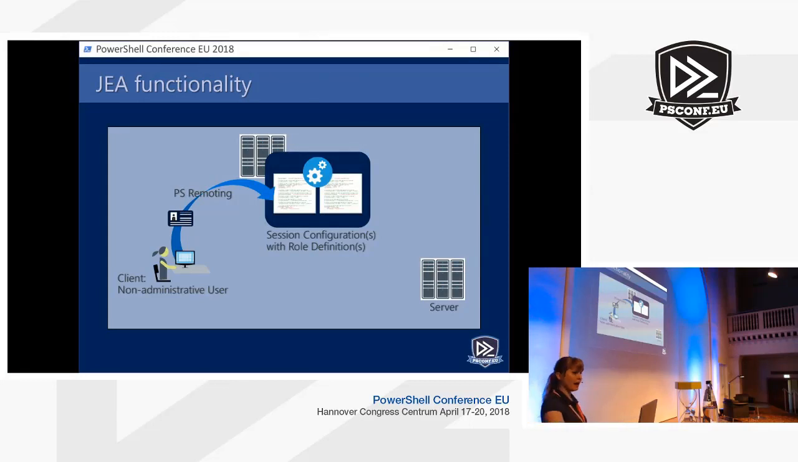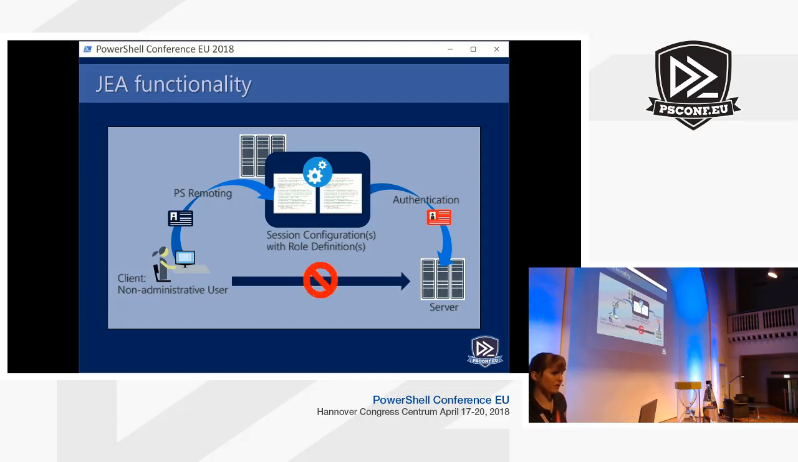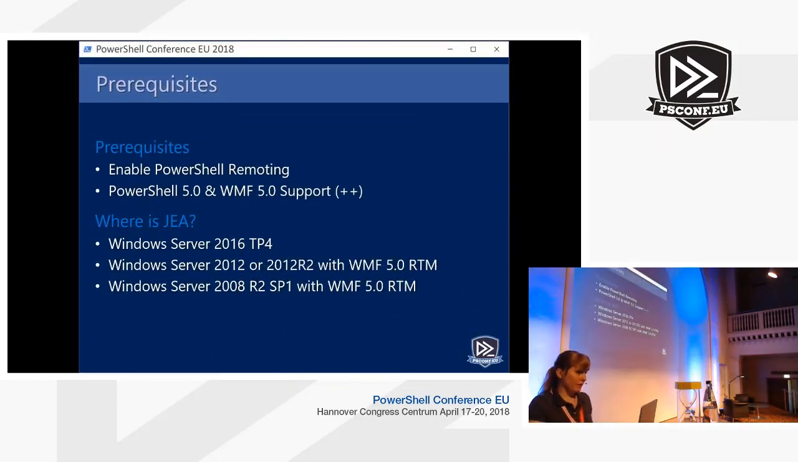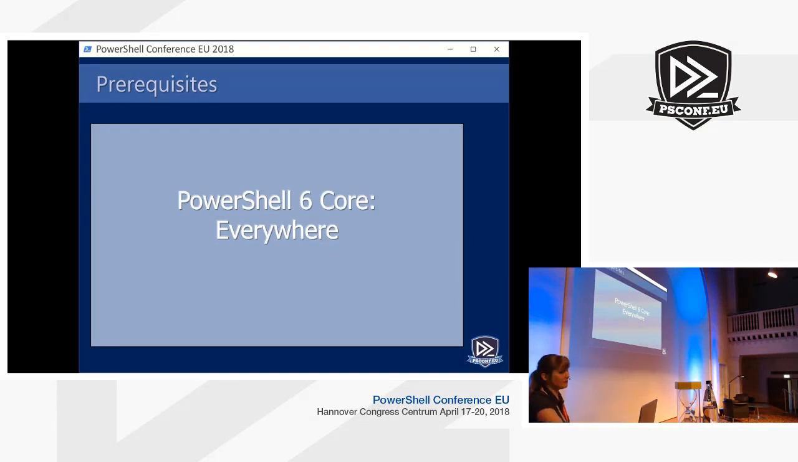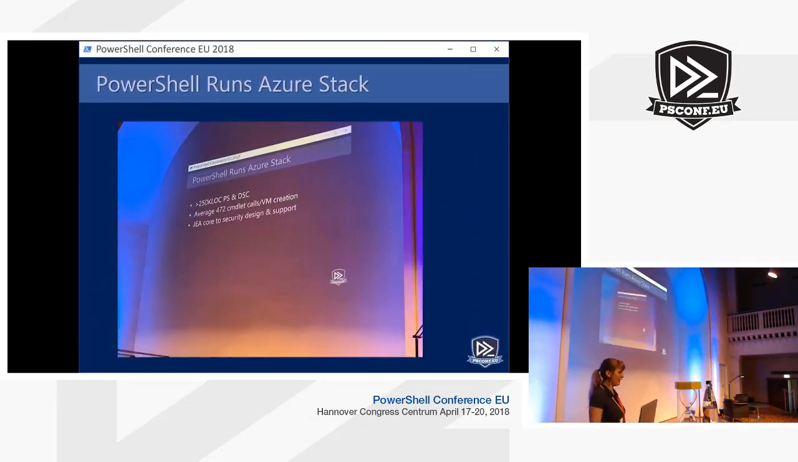So, how does JEA work? You already heard about it in the last session: it's based on PS remoting. You have two configuration files, the role capability and the session configuration, and when you're logging on to a remote server, you can also log on to the local server. You use a local account or a group managed service account. The prerequisites are PowerShell 5.0 or WMF 5.0. JEA was supported on several systems, but with PowerShell 6 Core it's everywhere. And on Tuesday I also heard that JEA core is used for Azure Stack, which Jeffrey announced.